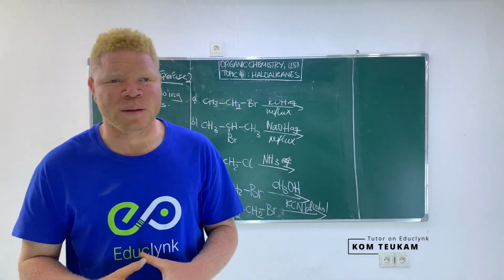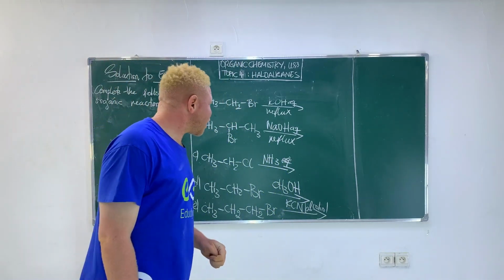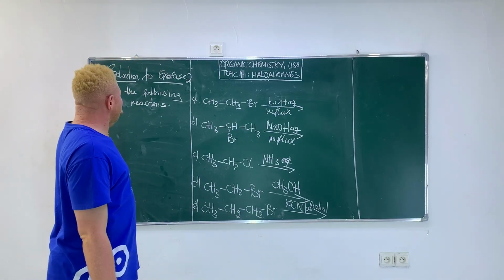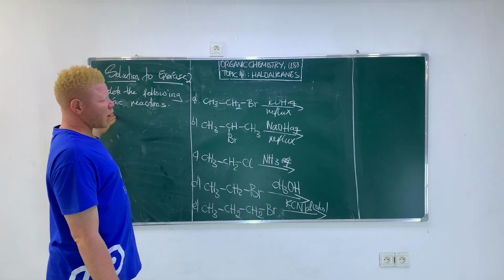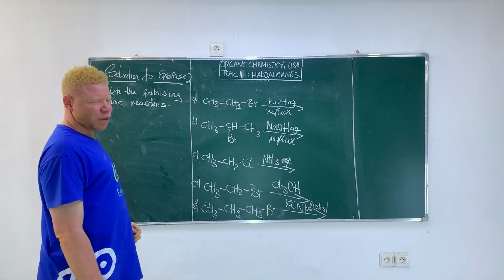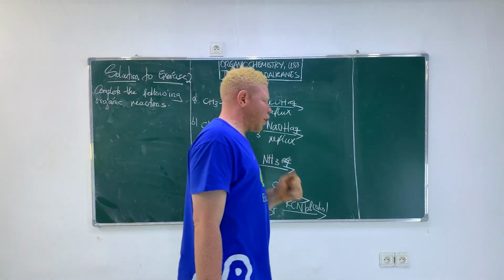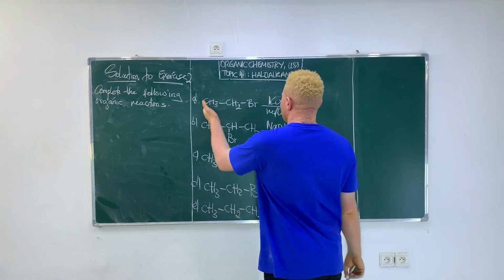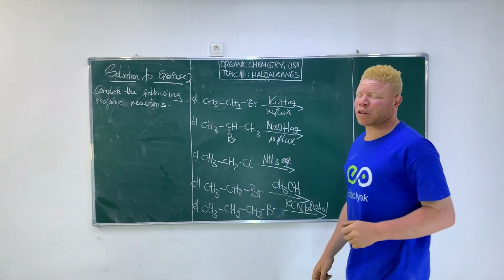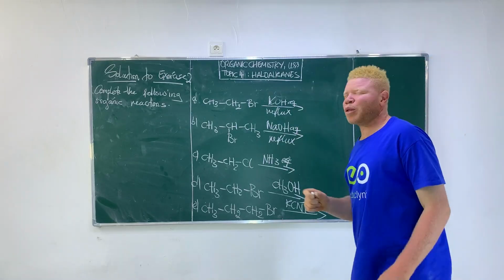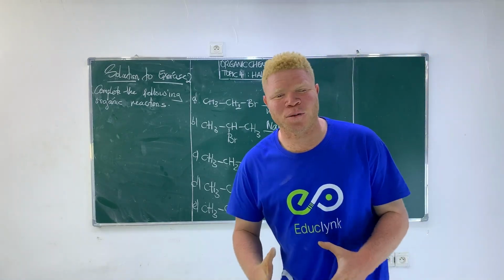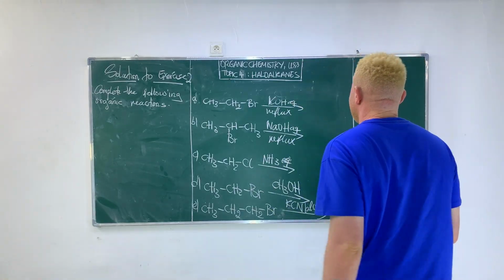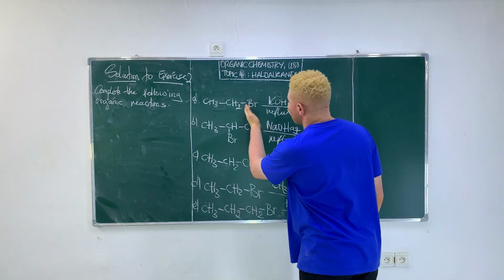So exercise 2 is telling us, solution to exercise 2, complete the following reactions. The first one, we have this bromo compound that is reacting with potassium hydroxide in an aqueous medium. I told you guys that aqueous medium favors nucleophilic substitution reaction. So the OH group replaces the halogen.